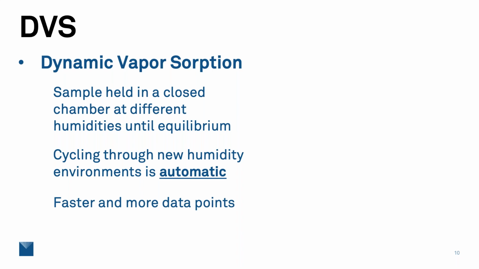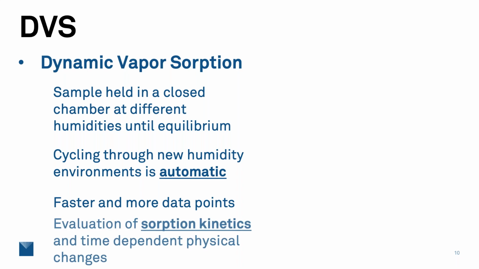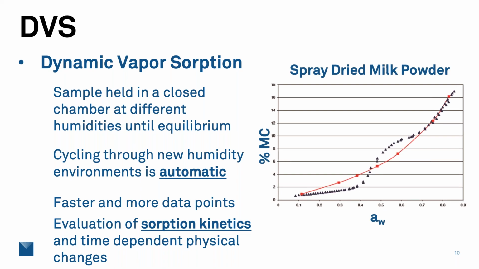And this is good because it's faster and you can get more data points for the product that you're looking at. This is really good for evaluating things like sorption kinetics, or if you're looking at a time-dependent physical change, something like a crystallization. So here's an example of an isotherm that I like to show for spray-dried milk powder. And I want you to bring your attention to the red curve, the DVS curve. This DVS curve has about 7 points. Again, each of these points has reached equilibrium.